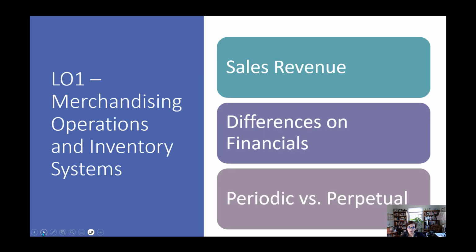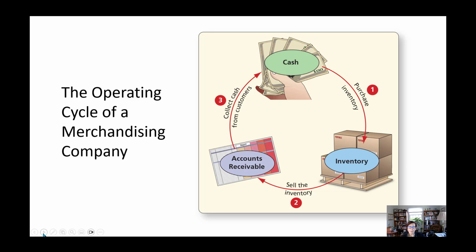So let's take a look at our first learning objective, merchandising operations and inventory systems. We're going to look at sales revenue, differences on the financials, and periodic versus perpetual. So the operating cycle of a merchandising company, or all companies really, begins with cash, but then a merchandising company takes their cash and buys inventory, and then inventory is an asset whose purpose is to sell to customers, right? So then they sell the inventory and they get an accounts receivable. They collect the cash from their customers and they get more cash, and then they keep going round and round with this operating cycle. They take the cash and buy more inventory.